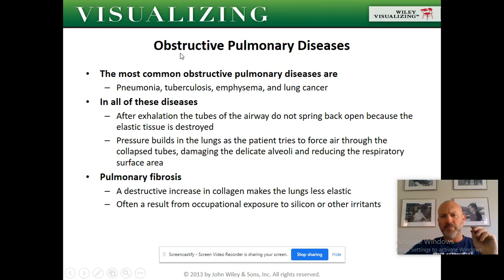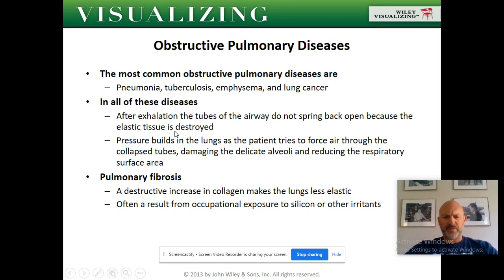Other obstructive pulmonary diseases include pneumonia, tuberculosis, emphysema, lung cancer. In all of these, after exhaling, the tubes of the airway don't spring back open because elastic tissue is destroyed. In all of these, pressure builds up in the lungs, and the patient tries to force air through the collapsed tubes. This becomes damaging to the very delicate alveoli and reduces respiratory surface area.